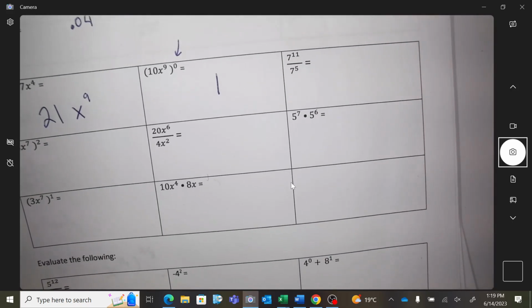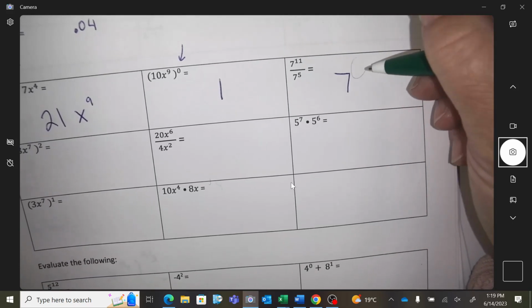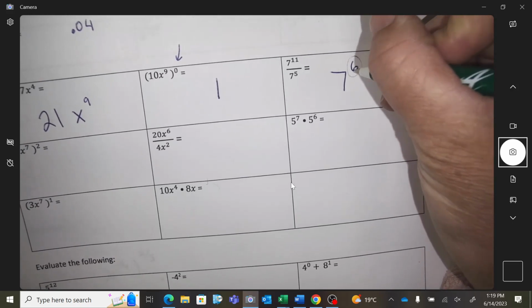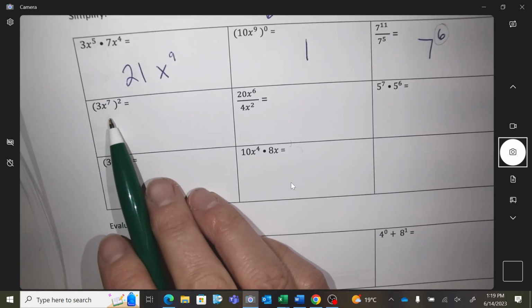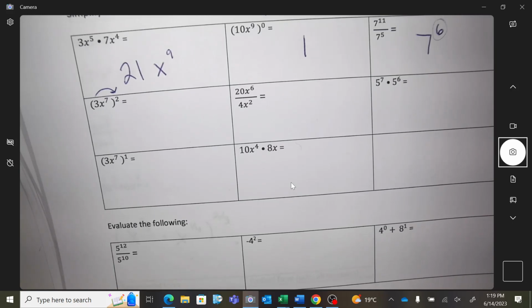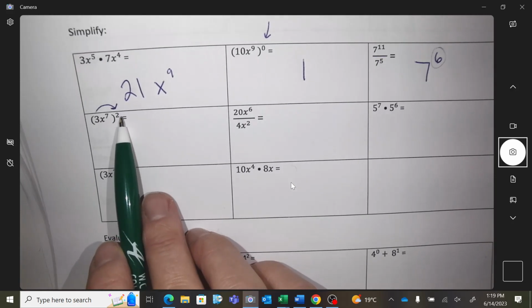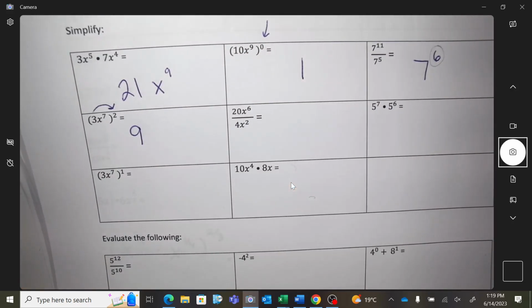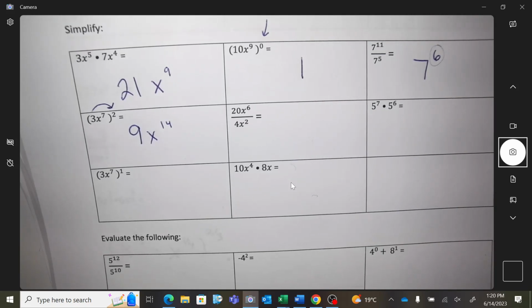Okay, 7 to the 11. So 7 is a base here, not the coefficient. 7 is the base to the, what do we do? Subtract, right? On this one, the coefficient is in that bracket, so it needs to get squared. So my new coefficient is 9. What do you do with the rule exponent to an exponent? Multiply. So like I said, these rules, you got to have them memorized. Multiply, add exponents, divide, subtract. Exponent to, multiply.